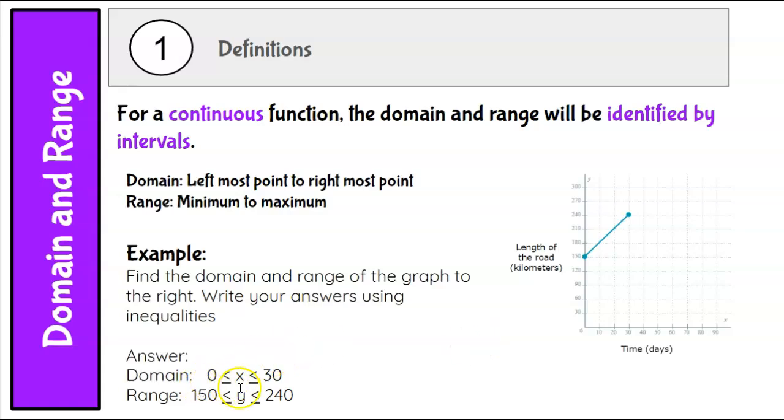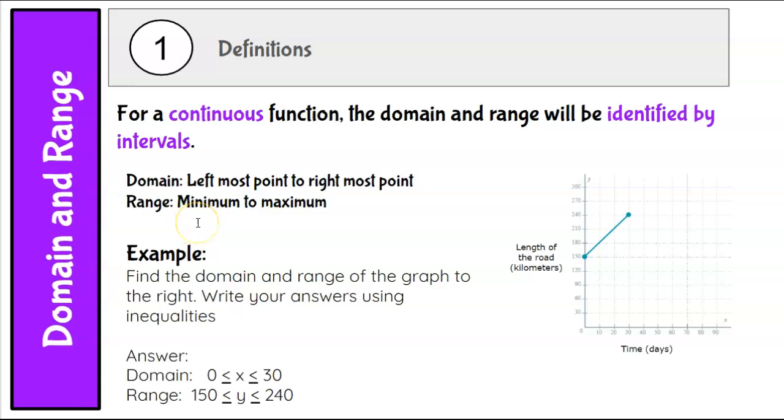So the domain is all x's, all real numbers between 0 and 30. We couldn't possibly list all of the points in between those two, because remember, there's infinitely many points on this line. So the only way we can describe the domain here is to say it's between 0 and 30, including 0 and 30, because we have closed dots on those 2 points.